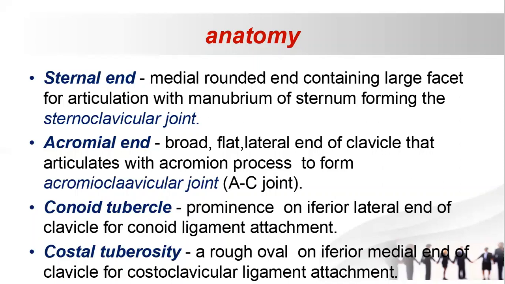We have the conoid tubercle. The conoid tubercle is a prominence on the inferior lateral end of the clavicle for conoid ligament attachment, or for ligamentous attachment. We also have the costal tuberosity. The costal tuberosity is a rough oval on the inferior medial end of the clavicle for costoclavicular ligament attachment. When we get to our discussion of ligaments and muscles, we'll be able to identify these areas, such as the costal tuberosity and conoid tubercle.